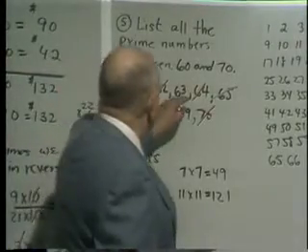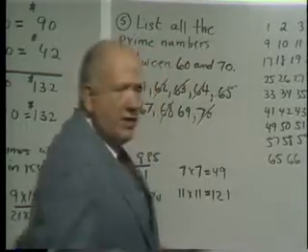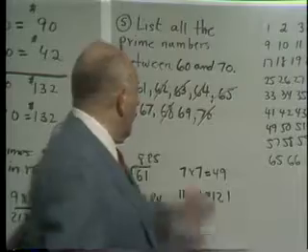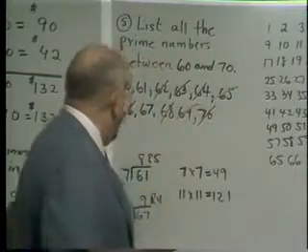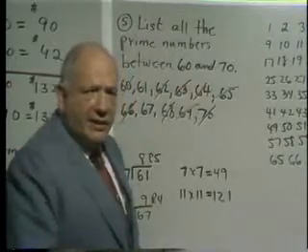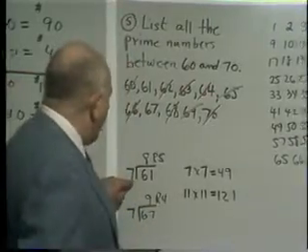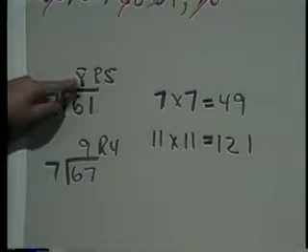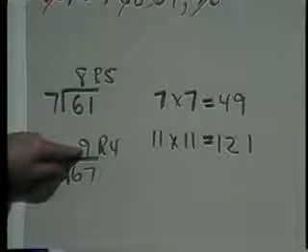Well, notice that 6 plus 3 is 9. That makes it divisible by 3. 6 plus 9 is 15. 15 is divisible by 3, so 69 is divisible by 3, and that leaves us only with 61 and 67 left as candidates. The next prime number is 7. 7 doesn't go into 61 a whole number of times. 7 doesn't go into 67 a whole number of times.